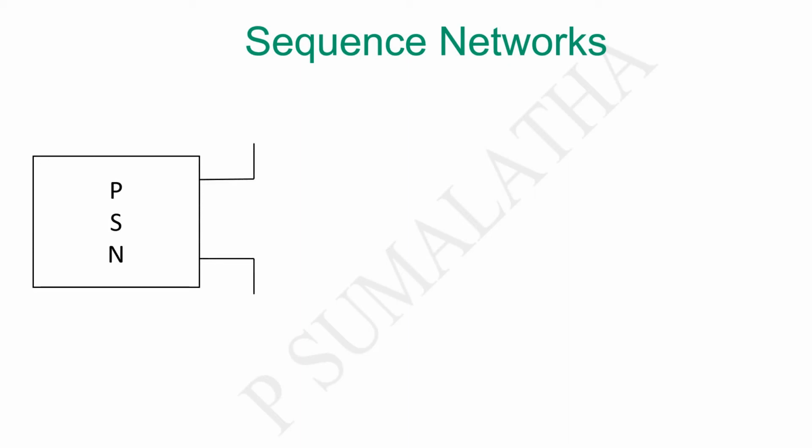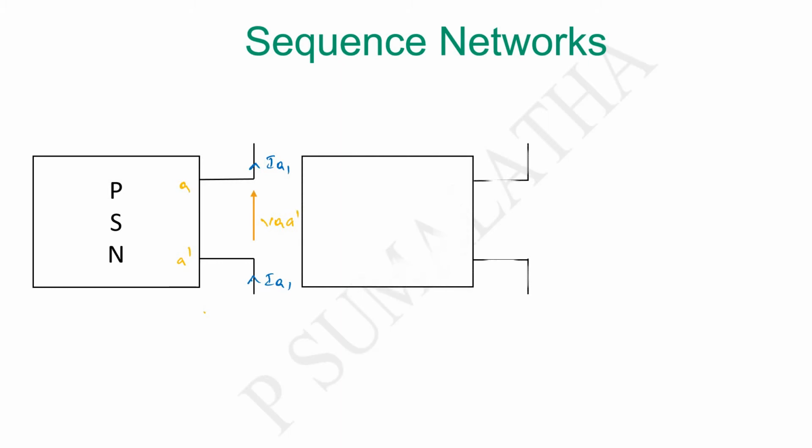Let us consider this as a positive sequence network. Now the positive sequence current can be represented as IA1. And coming to the voltage, if you take the terminals of the phase A as A and A dash at the terminals of the fault, that can be represented as VAA dash. Similarly, let us consider the negative sequence network, and the negative sequence current is considered as IA2.